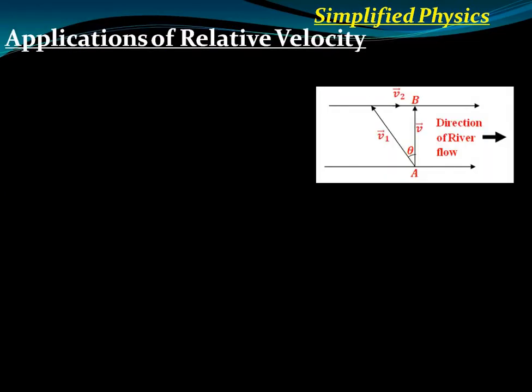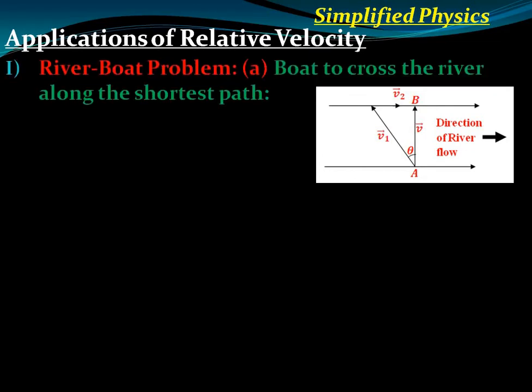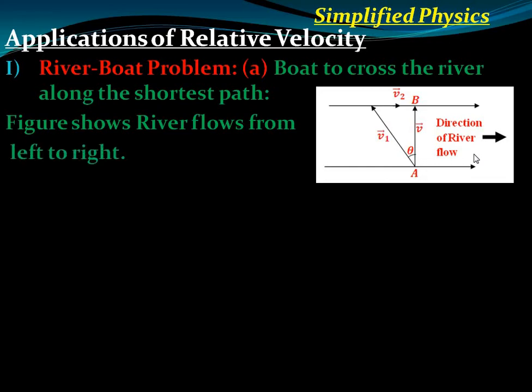Let's see some applications of relative velocity. The very first application, river boat problem. Boat to cross the river along the shortest path. First sub case within the river boat problem. Let us suppose the river is flowing from left to right side, and the boat is to cross at the shortest path. That's the condition.